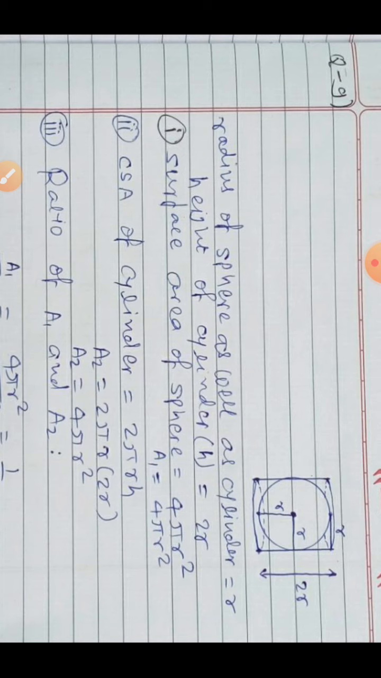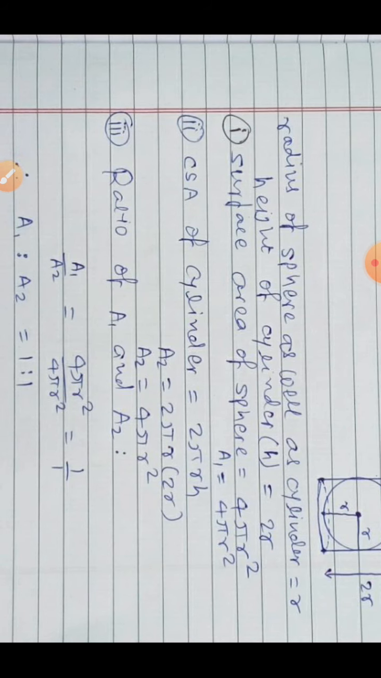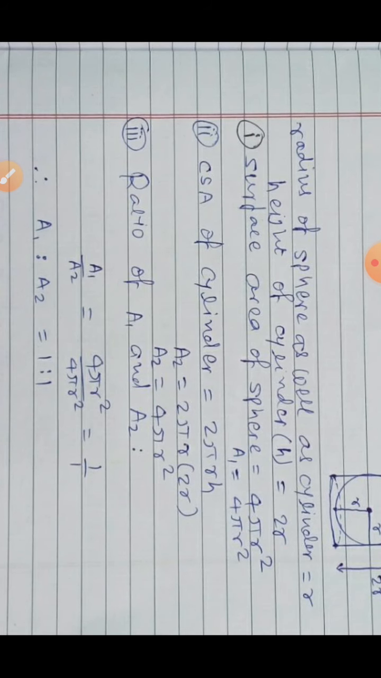Now the ratio of A1 and A2. Why did they ask the ratio of area of sphere and area of cylinder? So A1 by A2 is 4 pi r square upon 4 pi r square, everything cancels, so 1 by 1. So A1 is to A2 equal to 1 is to 1, both are equal, so the ratio is 1 is to 1.